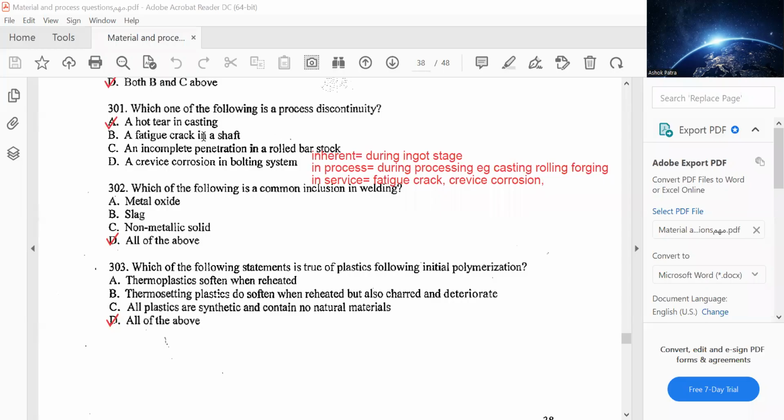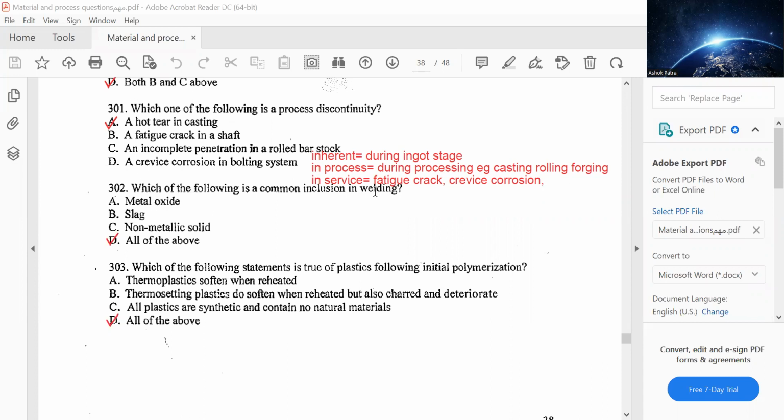So I will continue from 301 for the product technology questions. Which one of the following is a process discontinuity? A hot tear in casting. Inherent discontinuities occur during the ingot stage; in process during processing, casting, rolling, forging; in service, fatigue, cracks, corrosion, all these things. So hot tear in casting.